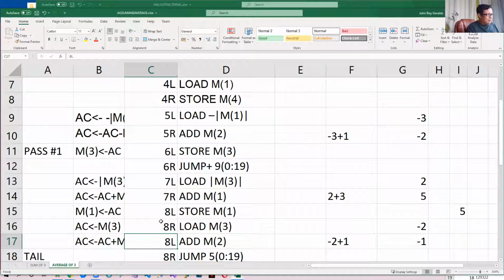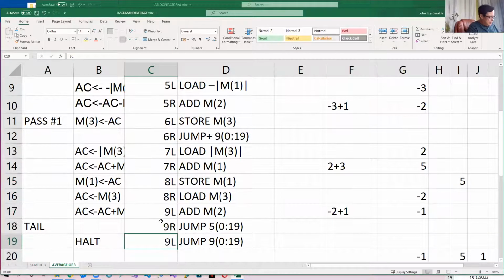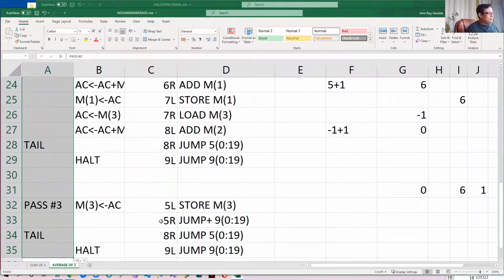then this is 9L, okay, 9R, this will be 10L. I will just delete the others. Hindi pa to halt, no? This is not yet a halt. A halt will be different.